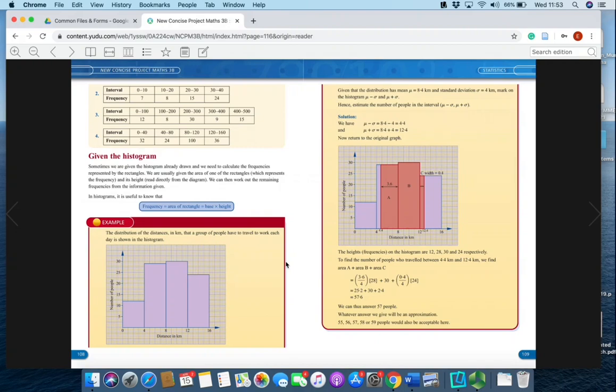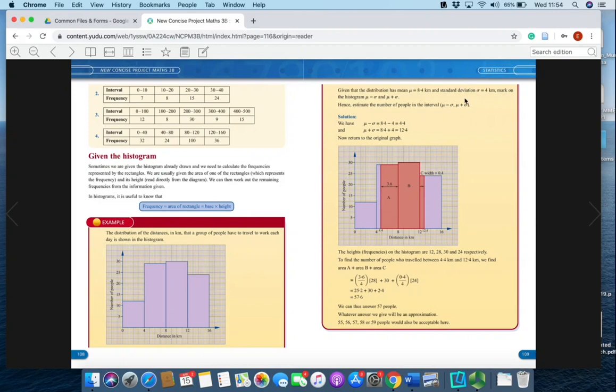Okay, let's have a look at this example. The distribution of the distances in kilometres that a group of people have to travel to work each day is shown in the histogram here. Given that the distribution has a mean mu equal to 8.4 km and a standard deviation sigma equal to 4 kilometres, mark on the histogram mu minus sigma and mu plus sigma. Hence, estimate the number of people in the interval mu minus sigma to mu plus sigma.